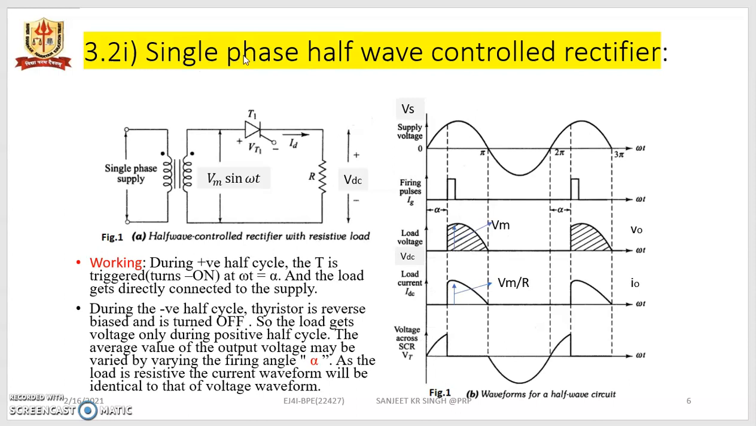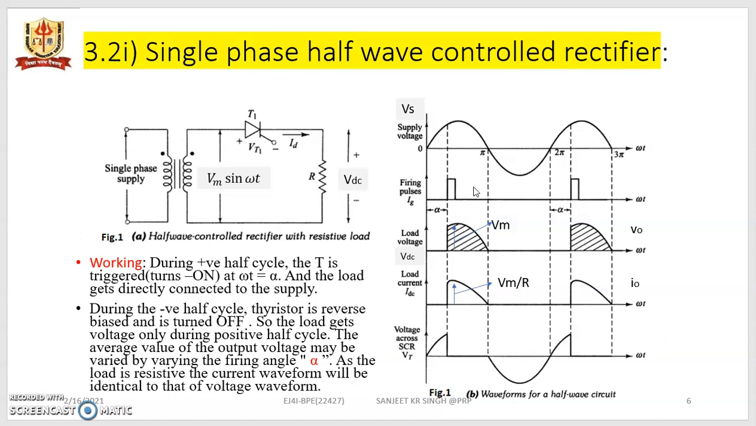Now let's see the single phase half wave control rectifier. It has one power device, a thyristor, connected to a resistive load, and this is the supply from, say, a single phase supply given by Vm sin omega t. So this is the supply voltage waveform.